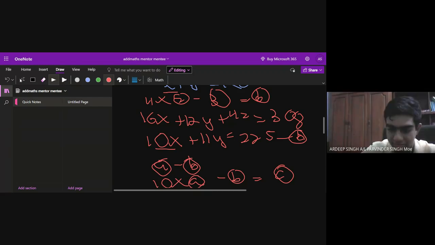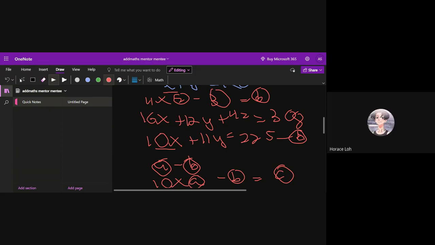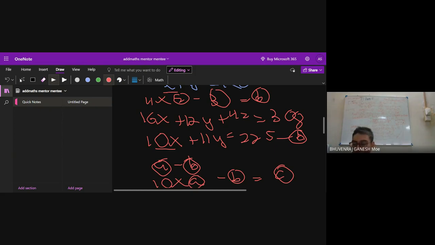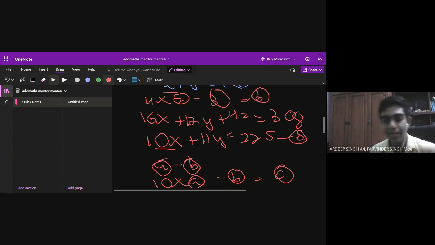I don't think they will be so strict until they specify. I think you can use any method as long as you get the answer. SPM, I don't know, tomorrow they may be so specific.